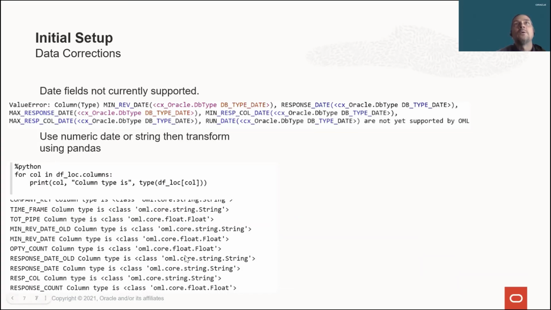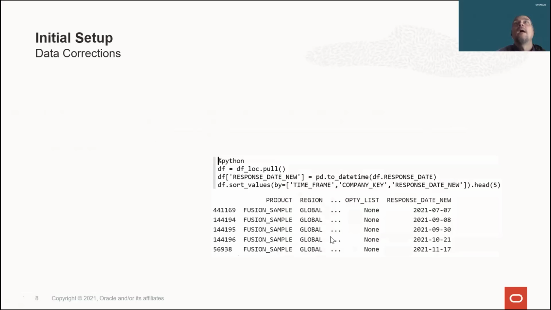My response date old, I'm setting it as string, okay? And that allows me then to run a to_datetime on the string, and it'll convert it to a pandas datetime variable, okay? And so once I have this now as a datetime variable within Python, I can then go ahead and do my sorting on that date.